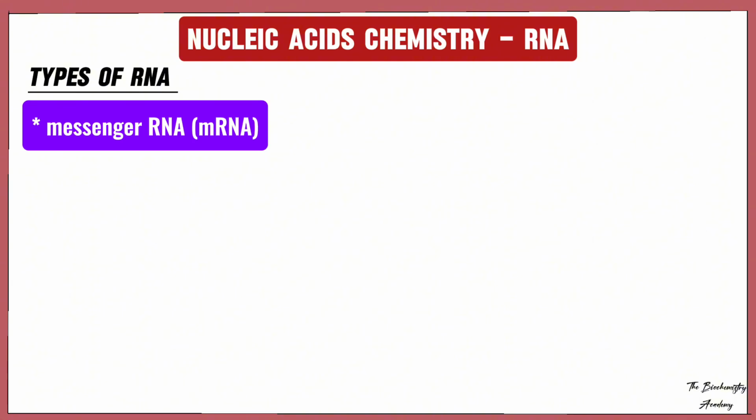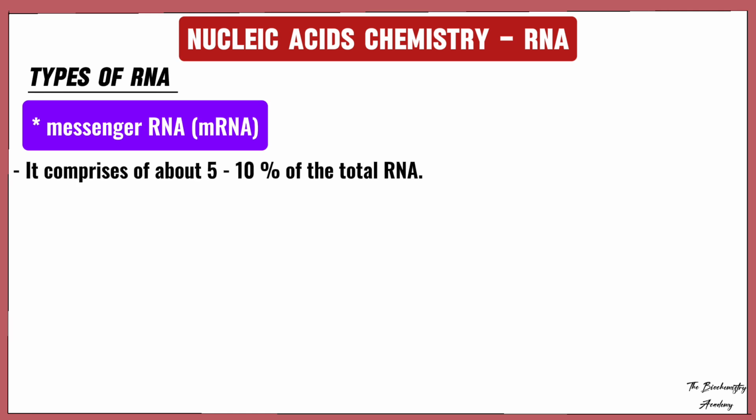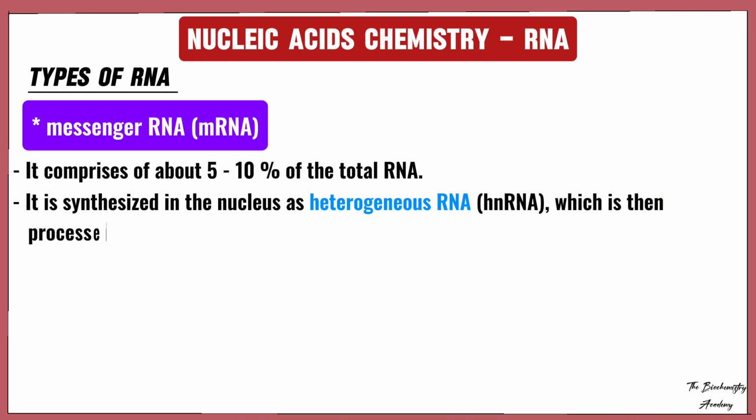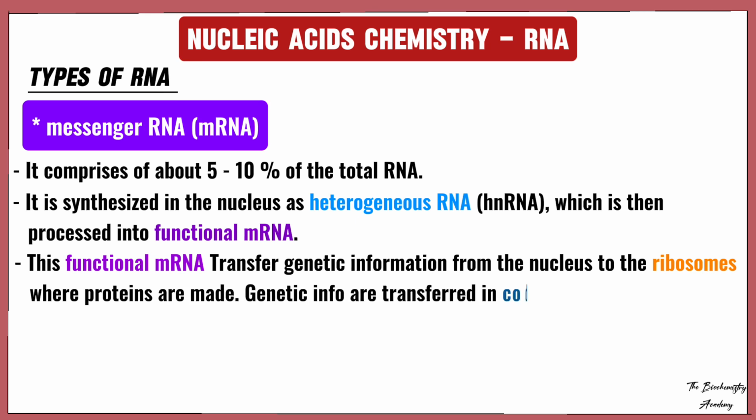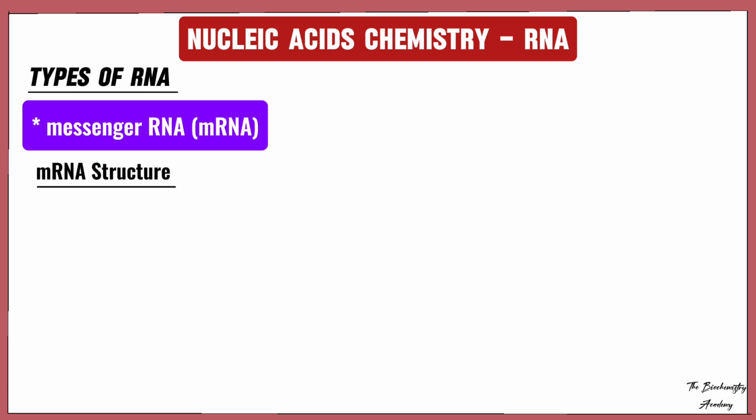Now the mRNA comprises about 5 to 10% of the total cellular RNA. Now it is synthesized in the nucleus as heterogeneous RNA, which is then processed into functional mRNA. Now, these functional mRNA are the ones that carry genetic information from the nucleus to the ribosomes, where proteins are made. Now, this genetic information is transferred in the form of codons.